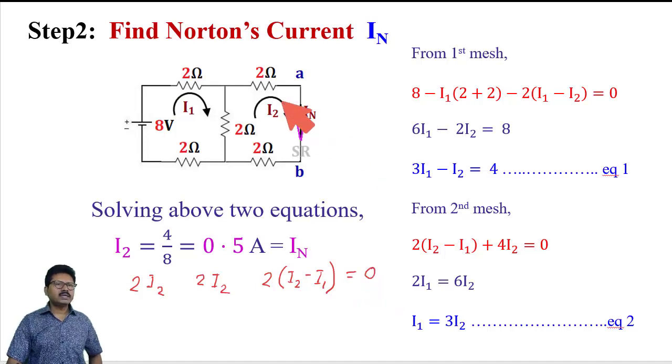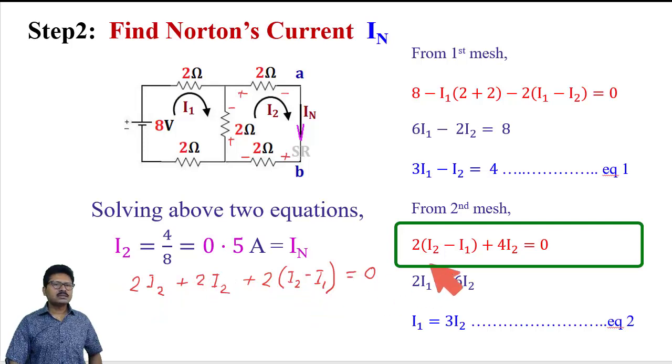Now what will be the polarity? I2 is flowing from left to right, so this is positive, this is negative. In this 2 ohm, I2 is flowing from right to left, so this is positive, this is negative. Through this 2 ohm, I2 minus I1 is flowing from bottom to top, so this is positive, this is negative. So the polarity is plus minus, plus minus, plus minus, so all are in series combination. So taking all as positive.